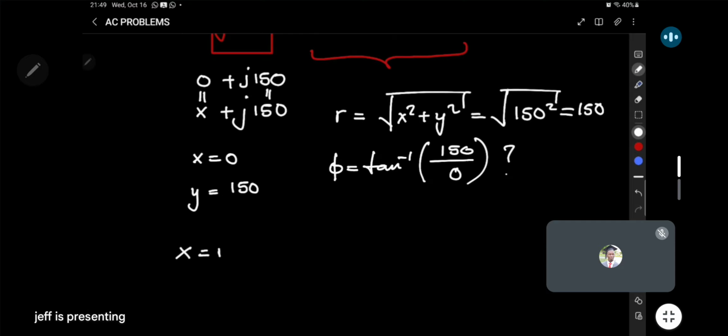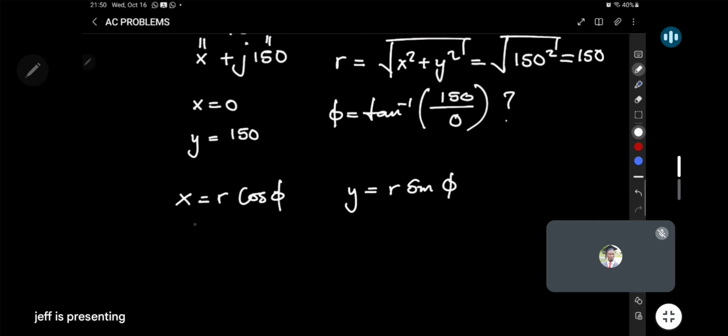Well, if we know r and theta, we can get x by just saying r cos theta, where theta is basically the phase shift we are looking for. So let me actually use phi. Y will, on the other hand, relate to it in this way, r sin phi. But we know x is 0, meaning that we can easily put 0 where there's x. We know r is 150. We can put 150 where there's r, and we're looking for what phi is.